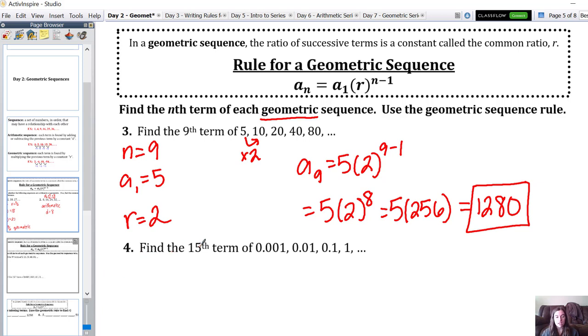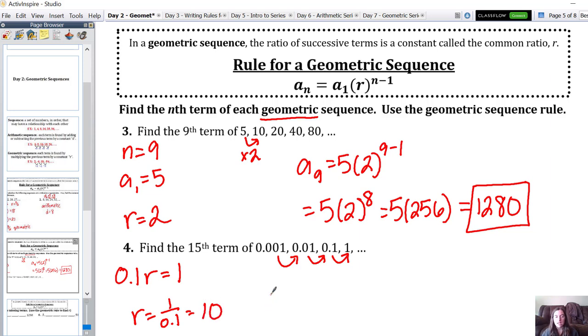In number 4, we need the 15th term. Now we need to find out what our common ratio is. How are we getting from 0.01 to 0.001 to 0.01? Or how are we getting from the 2nd to the 3rd term, or the 3rd to the 4th term? Instead of getting lost in all of these decimals, since I know this is geometric, it doesn't matter which two I pick that are side by side. So I'm going to pick 0.1 and 1. So 0.1 times some r is going to equal 1. So then r is 1 over 0.1, which is the same thing as 10. So my value of r here is 10.